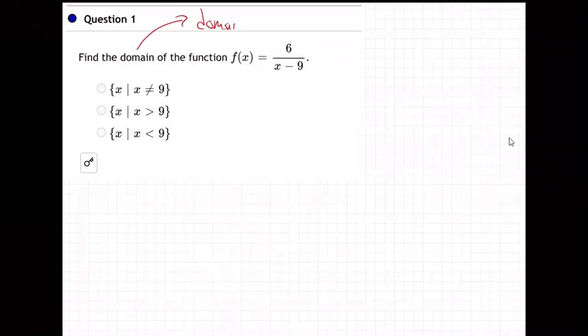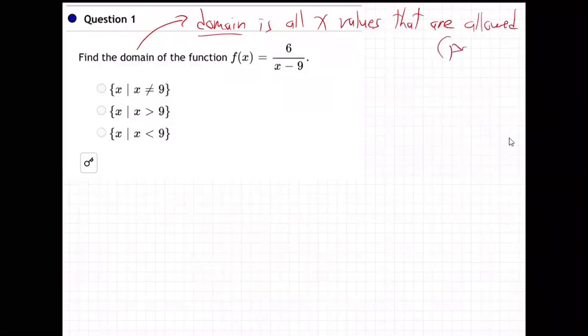Domain is all x values that are allowed or possible, however you want to say it. So for example, that might seem confusing. Let me give you a real life example.